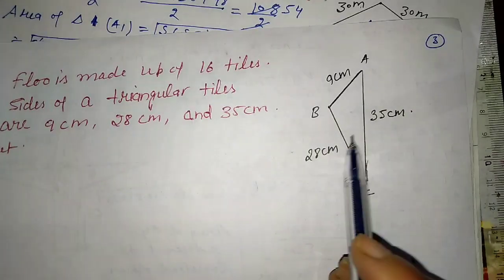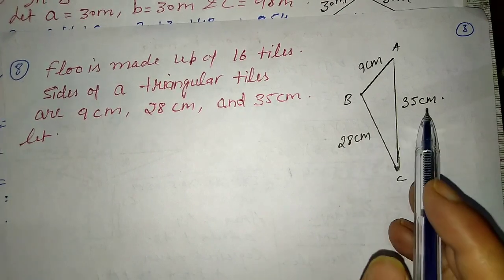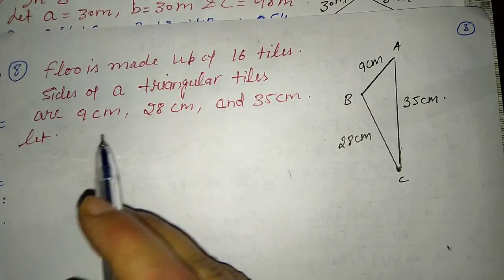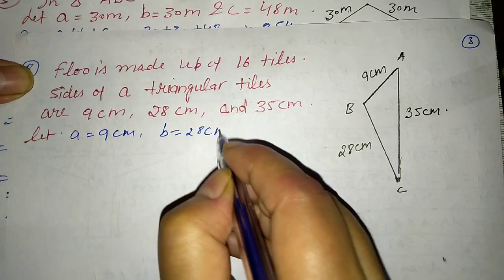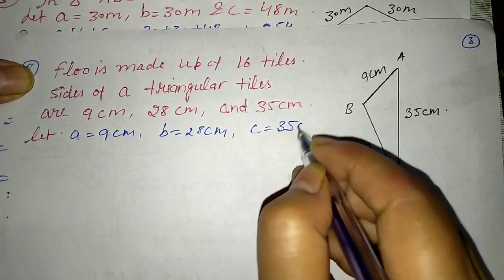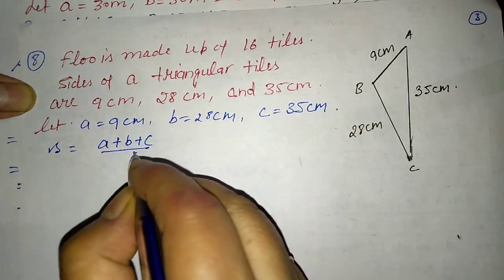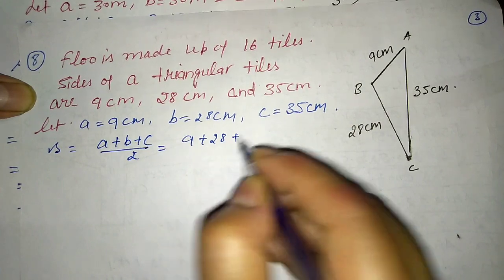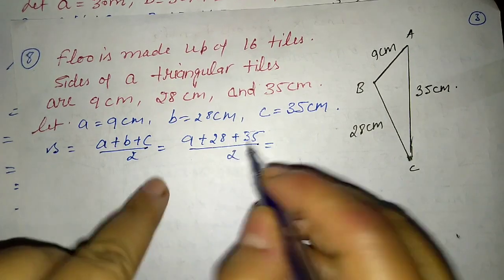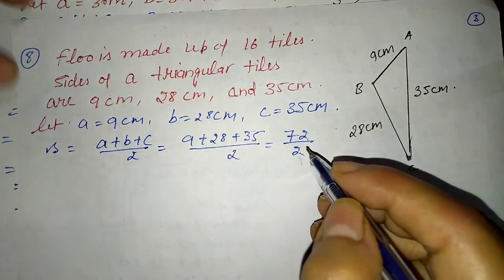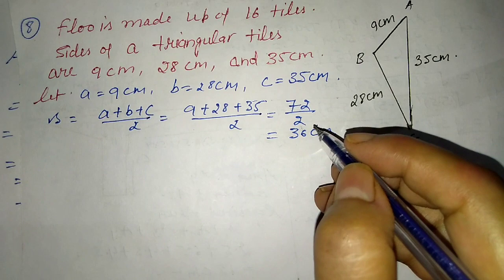So we have drawn only one tile here. The measurements given are 9 centimeter, 28 centimeter and 35 centimeter. So let a equal 9 centimeter, b equal 28 centimeter, and c equal 35 centimeter. So what is s? s is equal to a plus b plus c divided by 2. That is 9 plus 28 plus 35 divided by 2. If we add all these, we have 72. 72 divided by 2 is 36 centimeter.